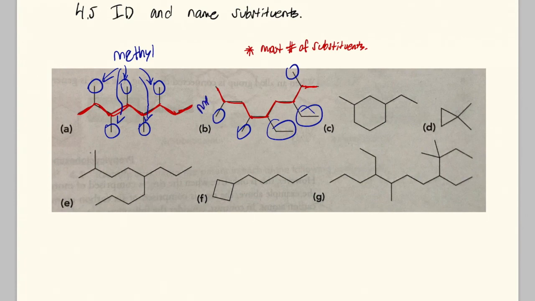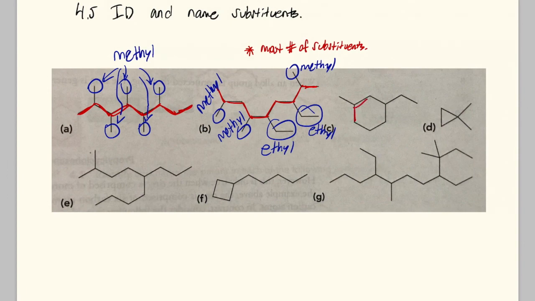So this is a methyl group. One carbon is a methyl group. Two carbons is an ethyl group. Ethyl. Methyl. Okay.